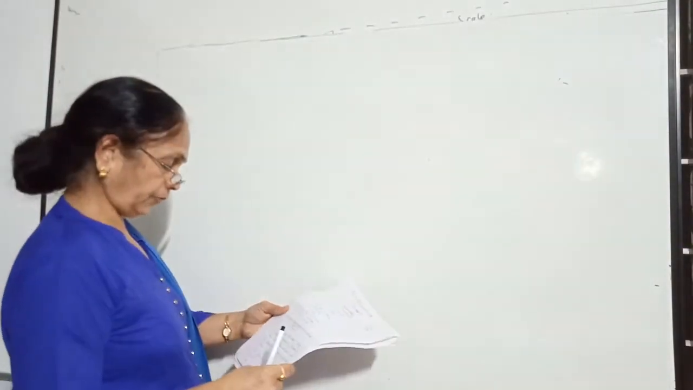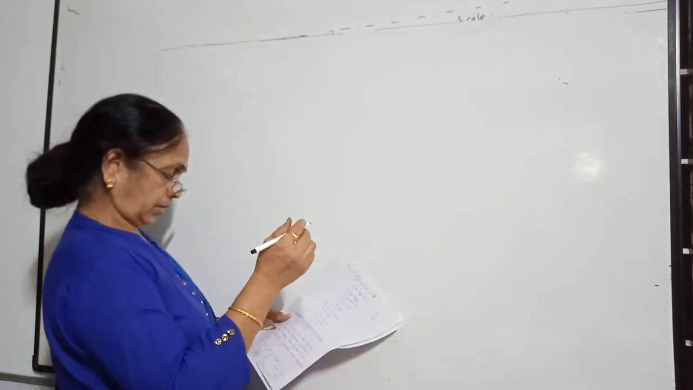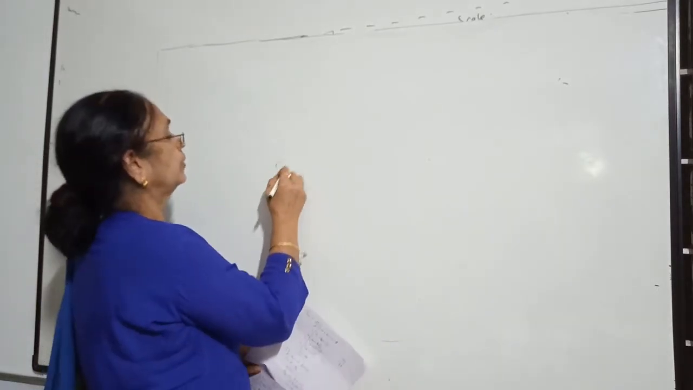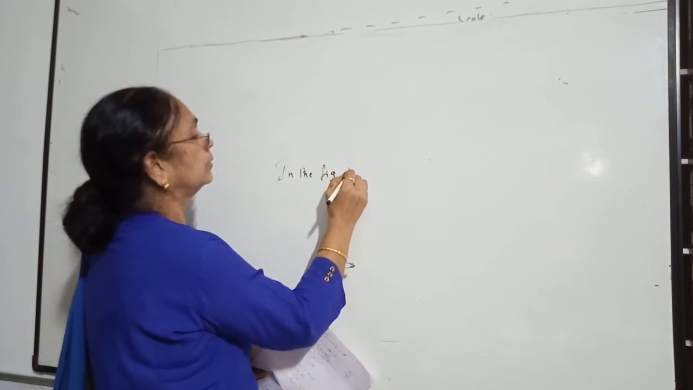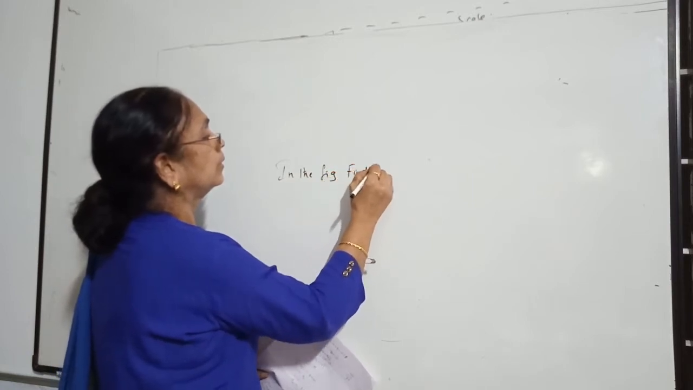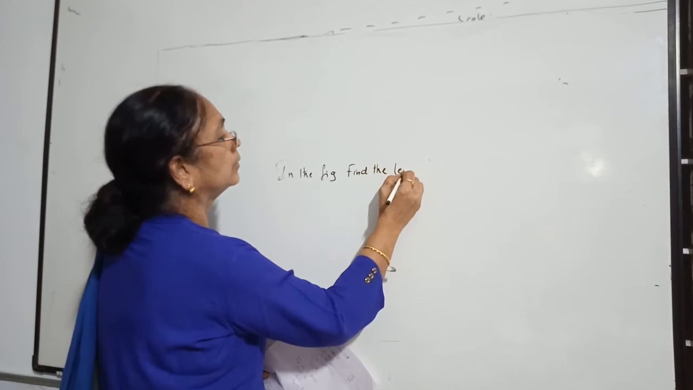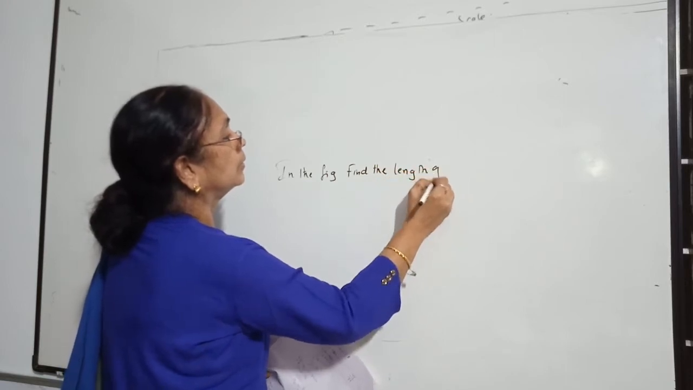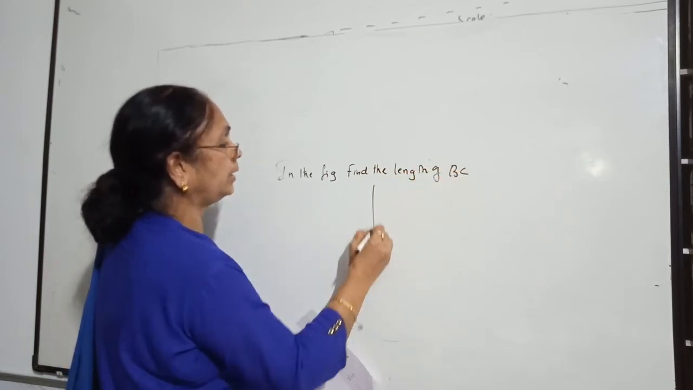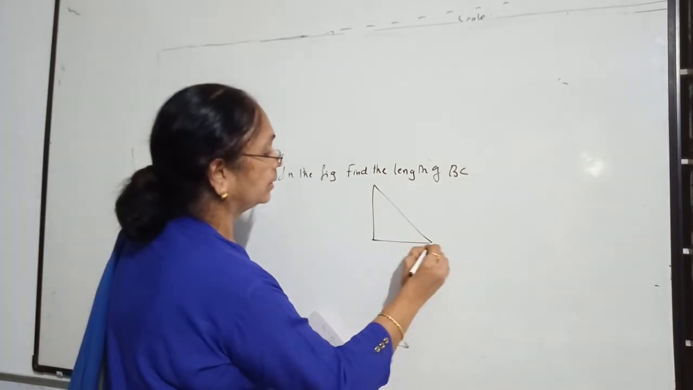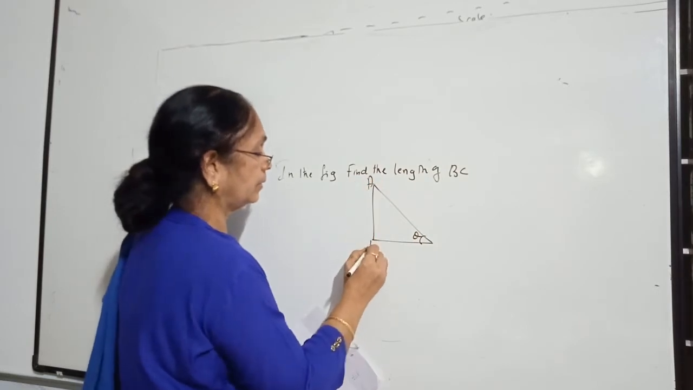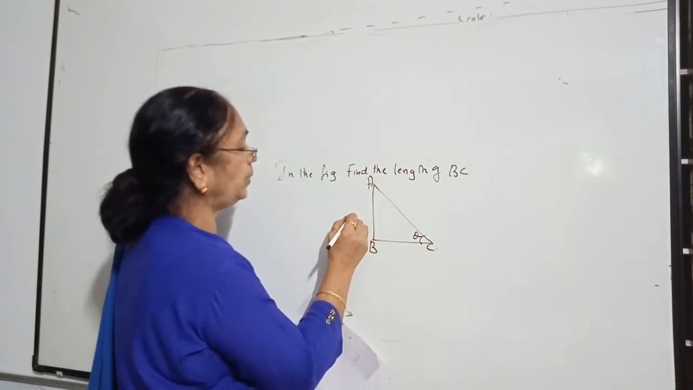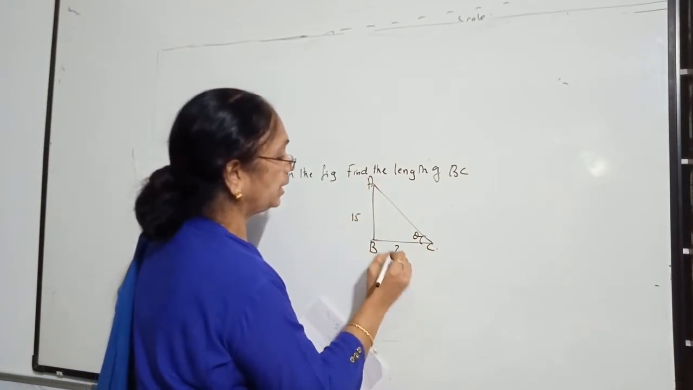Now children, a small sum on trigonometry. Please be careful. Now in the figure, find the length of BC. They are given theta. The length of AB is given as 15 centimeters. They are asking for this one.